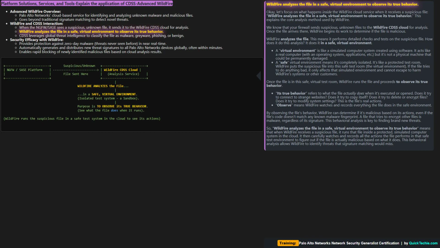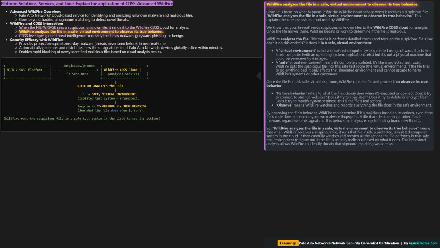WildFire analyzes the file. This means it performs detailed checks and tests on the suspicious file. How does it do this analysis? It does it in a safe, virtual environment. A virtual environment is like a simulated computer system created using software. It acts like a real computer, with an operating system, applications, etc., but it's not a physical machine that could be permanently damaged.